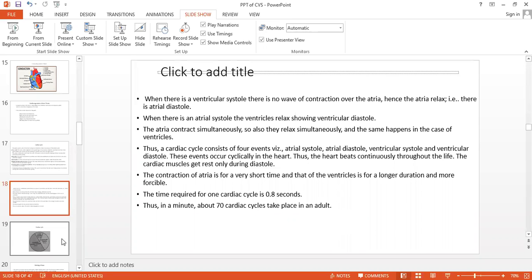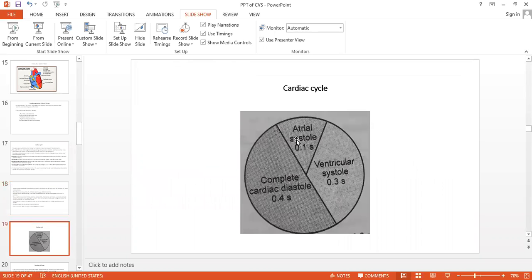Okay, see here the diagram. Atrial systole is 0.1 second. Ventricular systole is more forceful and prolonged, more than the atrial systole; the ventricular systole lasts for 0.3 second. And the complete cardiac diastole, that is the atrial diastole and the ventricular diastole, the joint diastole, requires 0.4 second.